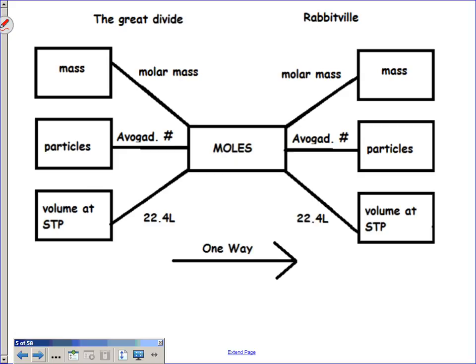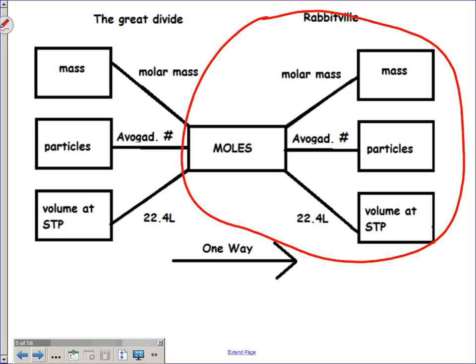So you guys remember our mole map? Yeah. And I have it in a different order than what we had previously. But we always had 1 mole, and that 1 mole could be converted to 3 different things: particles, mass, or volume. Avogadro's number is what?